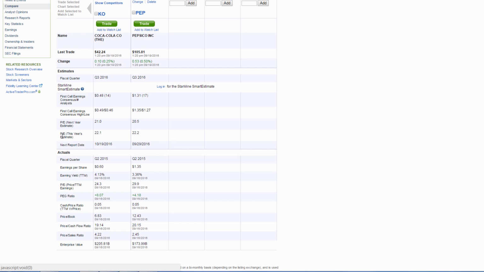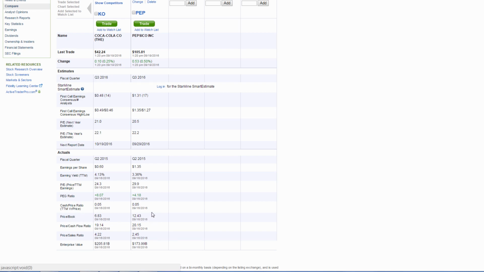All right, so here's price to earnings. Maybe you've looked ahead for other things, because you can find other things under here too. Like here's the PEG ratio. You can see Coke's PEG ratio and Pepsi's PEG ratio, so we'll be capturing that information. We also want to look for price to sales and price to book. Here's price to sales down here at 4.22 for Coke versus 2.45 for Pepsi, and then price to book here for both of those as well, 6.83 versus 12.43.